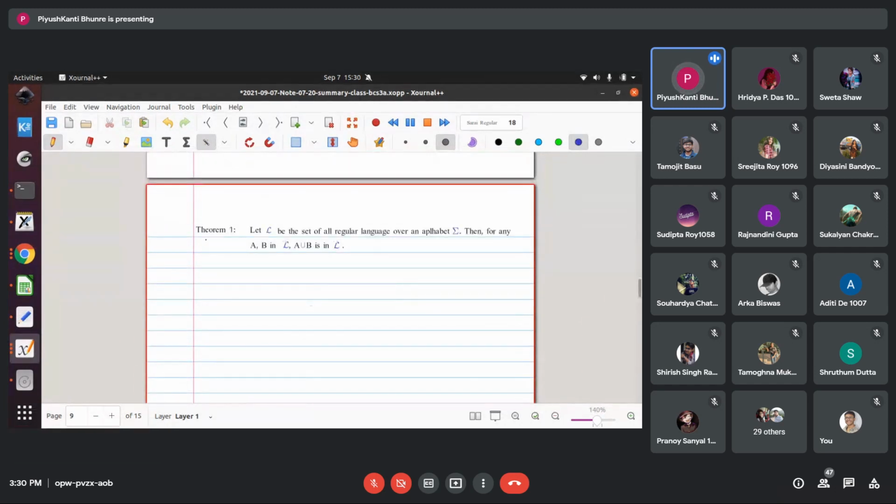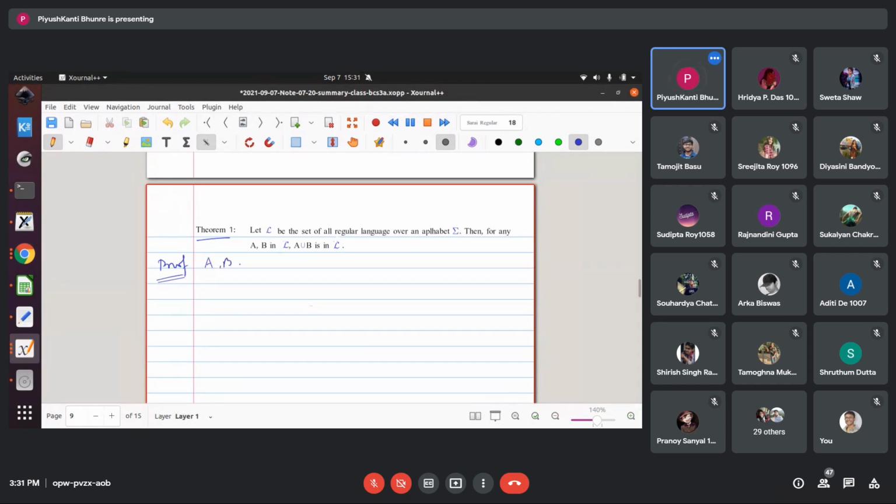So here the first theorem that we want to prove: let L be the set of all regular languages over an alphabet sigma, then for any languages A and B in L, that means A and B are regular languages, then A union B is also in L, that means A union B is also regular. So this is the outline of the proof. I will give a constructive proof basically.